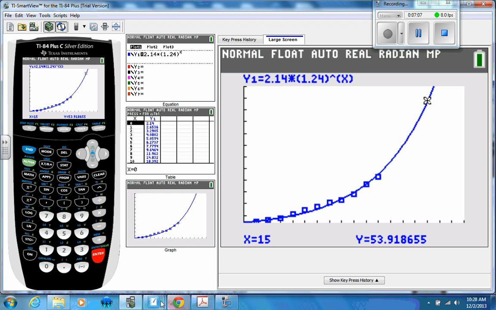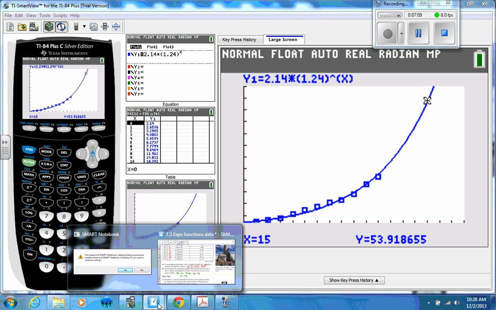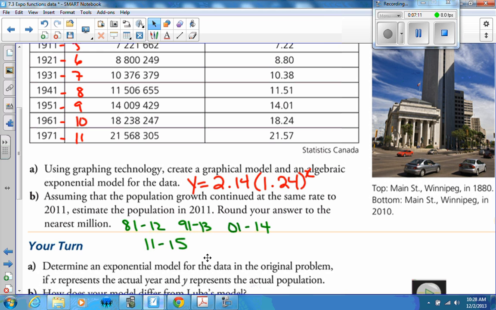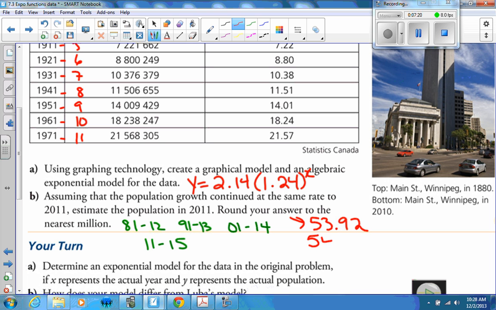So if I go back to my question and I write 53.92, and I want to round to the nearest million, so to be 54 million. So it's estimated that in 2011, Canada's population would be 54 million people.